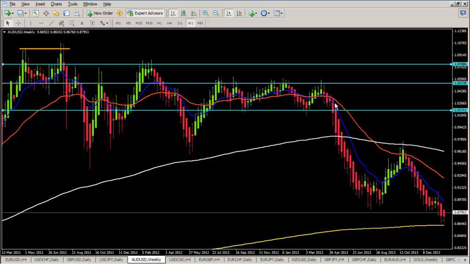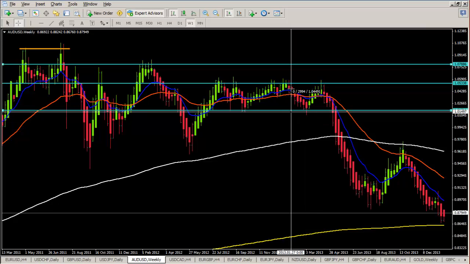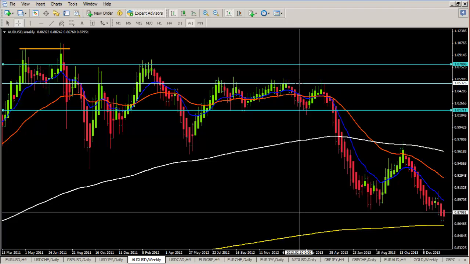Then you have already 3 horizontal lines, and you have a buffer between here 400 pips between those two, and another 300 between those. That's enough.